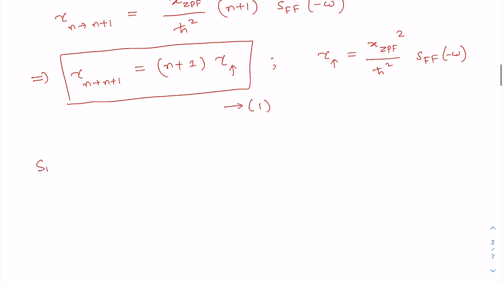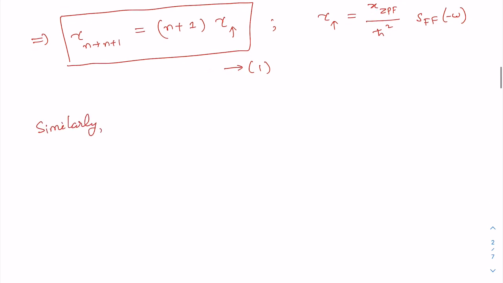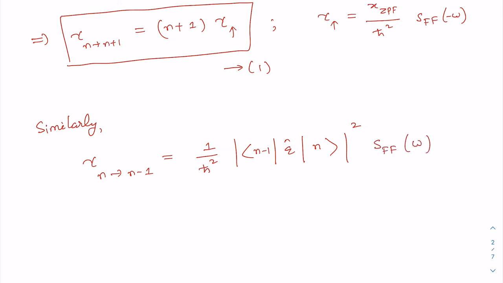Similarly, you can work out the transition rate when you are going in the downward direction, n to n minus 1. That would be equal to 1 by h cross square. You have to evaluate this quantity. You are going from n to n minus 1 in the downward direction. Q is the system operator. It's mod square. This time you will evaluate SFF at plus omega, right?